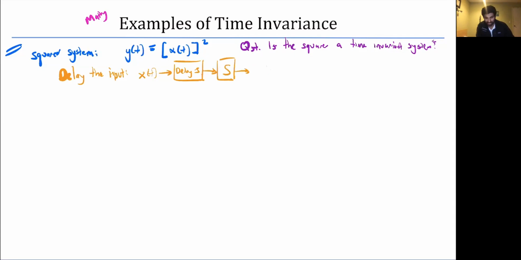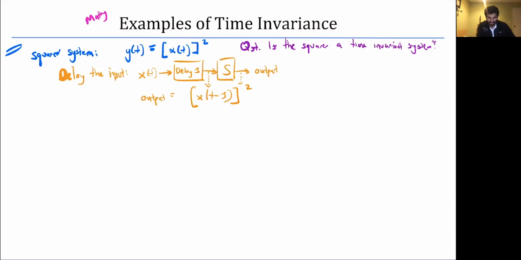So let's write out the output. In this particular case, if I delay by tau, the delay by tau is going to give me x of t minus tau. That's a delay by tau. So I'm right about here. This is where I am. And then I'm going to apply the system, which is taking x of t minus tau and then squaring that. So the output is going to be x of t minus tau squared.